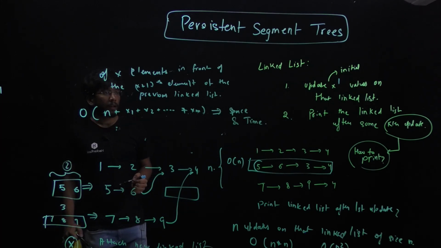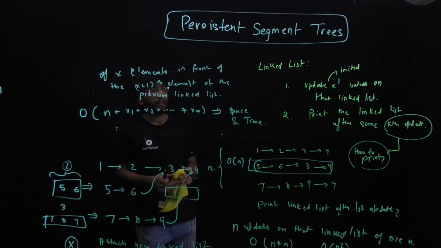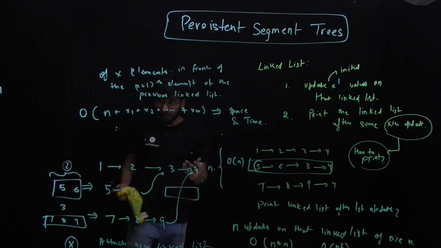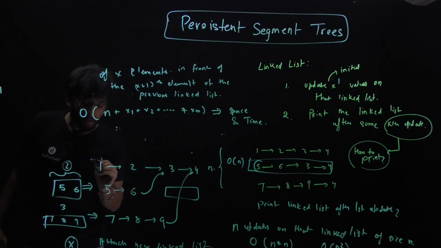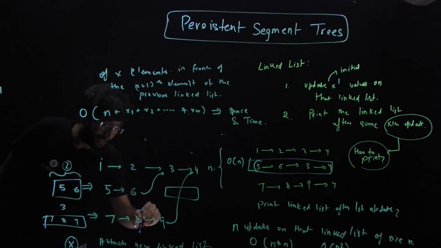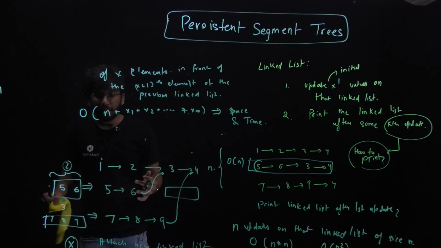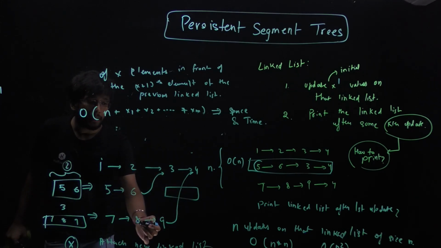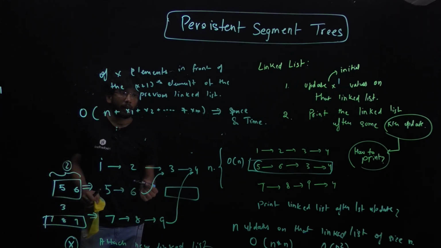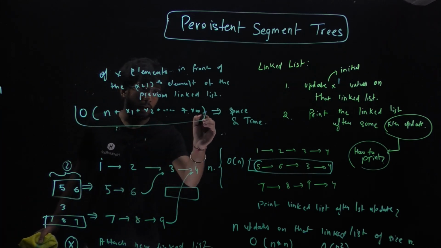Yeah. So this is a persistent data structure in the form of a linked list, and as we can see, we can actually keep all the updates that are taking place on the linked list as they are. So we can print the linked list after the first update, even after the second update, even after the third update, and maintaining the space and time complexity to be this.